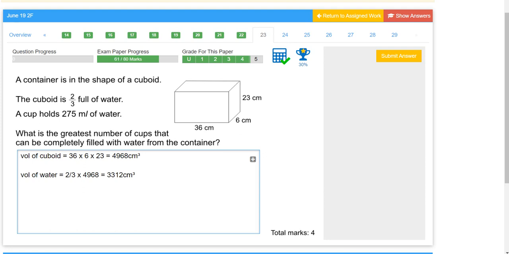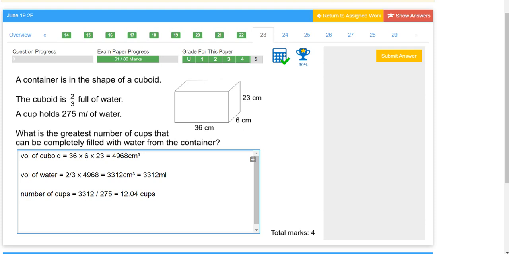I now want to work out, I'm told it's 2/3 full of water. So I want to work out what's the volume of the water. Well, that's going to be 3312 cubic centimeters. And we often measure water in terms of milliliters, so I know that that's going to be the same, that many milliliters. So I want to know how many cupfuls of water do I need? Well, 1 cupful is 275. So basically, I'm going to divide that by 275 and see what I get. So if I do that, I get 12.04 cups. So I'm getting lots of my method marks there.